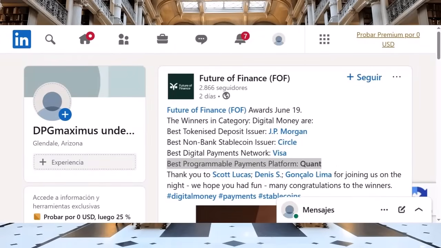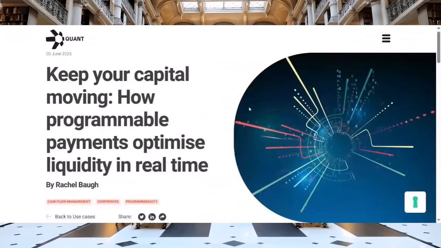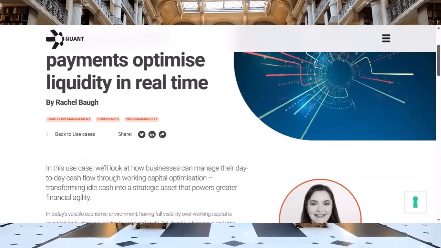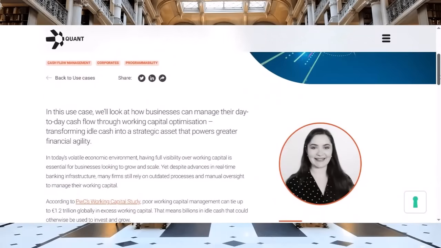Jumping over, and again, that was announced, the 19th? Yep, 19th. Jumping over to the 20th, they want to showcase their award. I mean, who wouldn't want to showcase it? So, keep your capital moving, how programmable payments optimize liquidity in real time, written by Rachel Bo. I can never remember how to pronounce it. But that's not the point, okay?